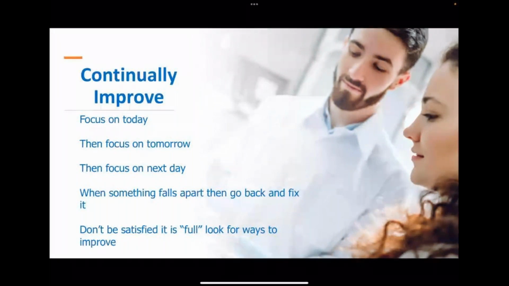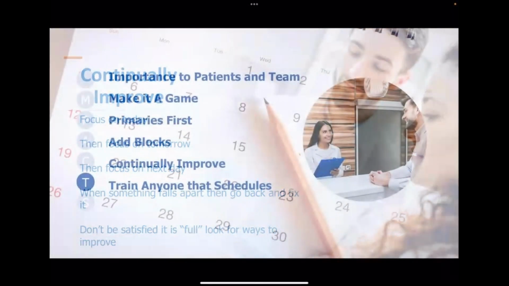And don't just be satisfied that it's full, right? We should be scheduling to production, which means, what is your daily goal? And we should be finding ways to hit that goal each and every day, which means putting the primaries in first, blocking the schedule, and then making sure we're doing everything to hit that goal every day.